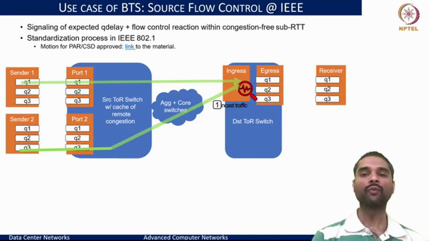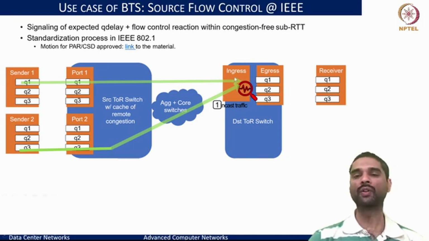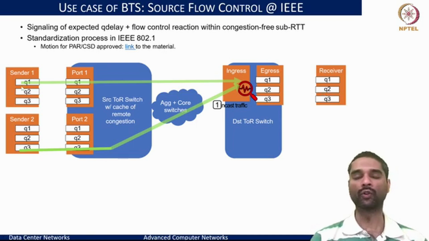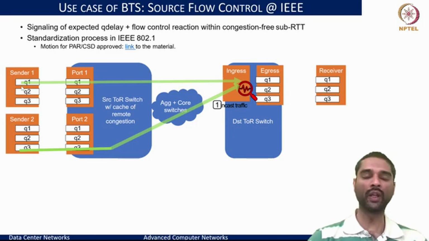The way we said we would react is that we mark the packets as we forward them, whatever packets are there at that instance, and the receiver sends an acknowledgement back indicating to the senders to slow down or change their sending behavior.